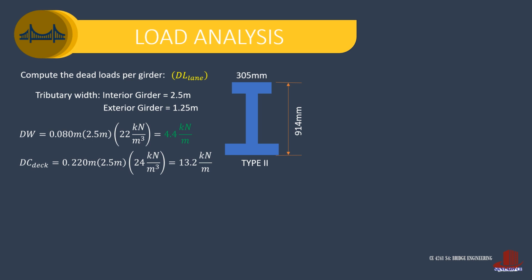From the AASHTO girders table, we can draw Type 2 as an I-girder with depth of 914 mm and top and bottom flange widths of 305 millimeters. These are the parameters we need for now.